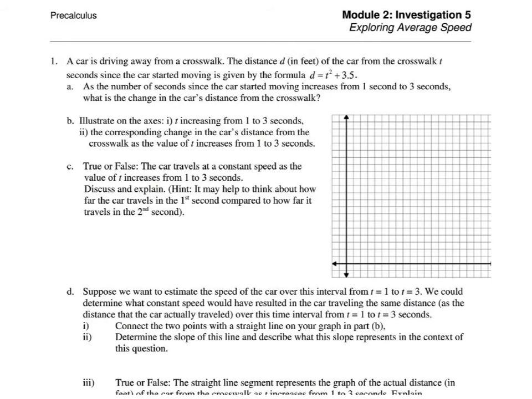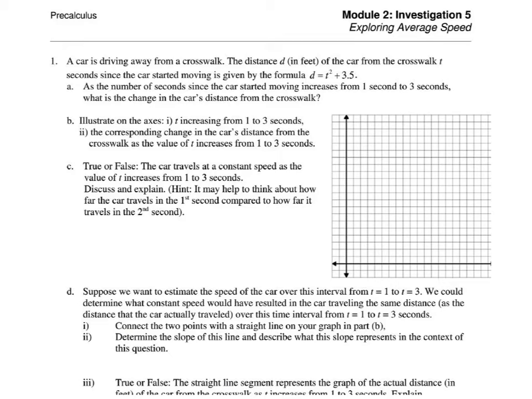Question 1 begins by giving you a formula that relates two quantities: a car's distance from a crosswalk measured in feet, whose values are represented by d, and the number of seconds since the car started moving, whose values are represented by t. Part A asks you to find the change in d as t moves from 1 to 3, which can be explored using the formula d equals t squared plus 3.5.